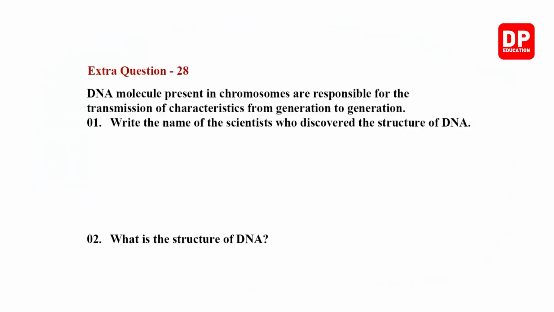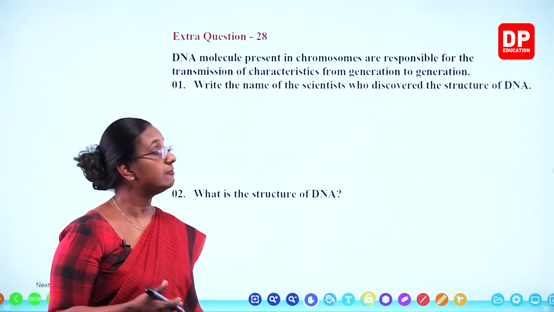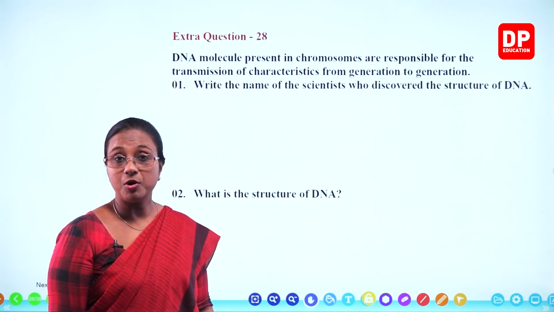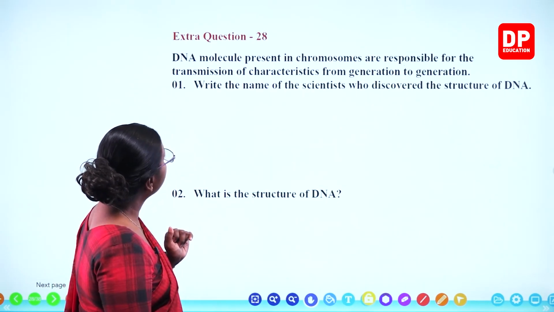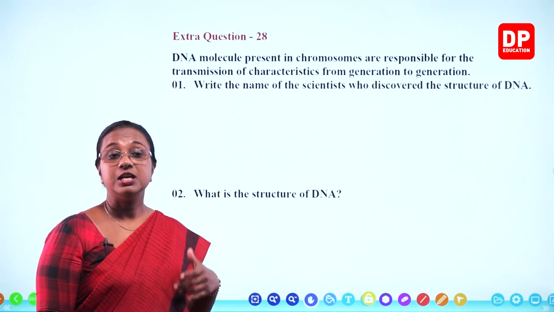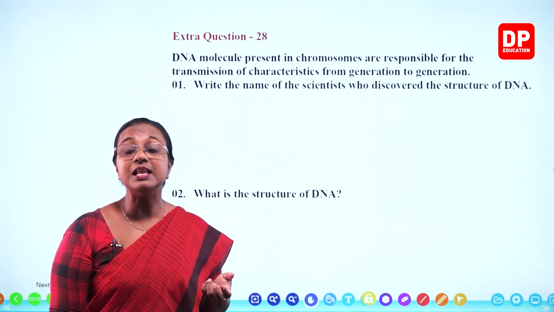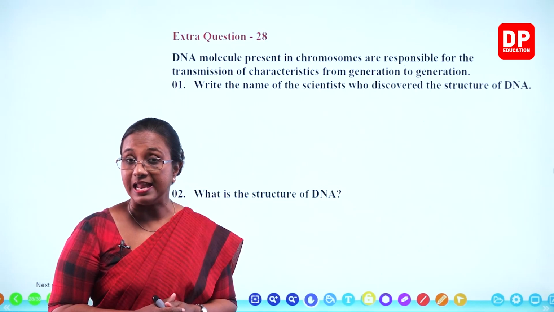Extra question 28. DNA molecule present in chromosomes are responsible for the transmission of characteristics from generation to generation. That you know, the genetic material or the substance that stores the genetic information is the DNA molecule present in chromosomes. The first question, write the name of the scientist who discovered the structure of DNA. You all know the structure of DNA, the double helix structure, and it was discovered by Watson and Crick.